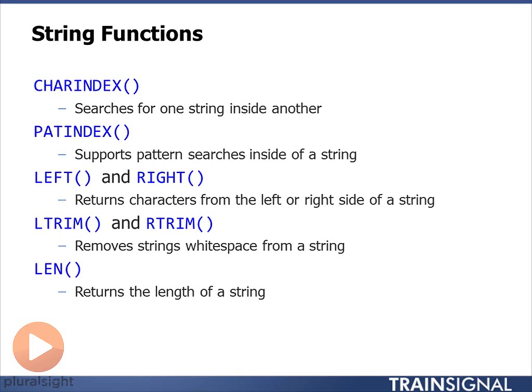What's nice about PATINDEX is that it gives us a little bit more control over how we're going to perform our search. LEFT and RIGHT will both give us the number of characters starting from the left or starting from the right, where we specify an offset. LTRIM and RTRIM will get rid of leading spaces and trailing spaces respectively. And then LEN will return back the length of a string. Let's take a look at CHARINDEX and PATINDEX.